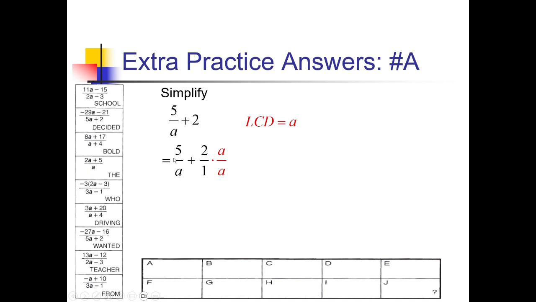So going back now, we have 5 over A plus, this is going to be 2A over A. Since I have the same denominator, I can add these together. So I'll keep the denominator the same. It's an A. And then up here, 5 and 2A, those are not like terms. So I'll just have to leave this as 5 plus 2A or 2A plus 5. Either of those, whatever I need to match. And I see 2A plus 5 over A right here with the word "the." So that goes in box A.